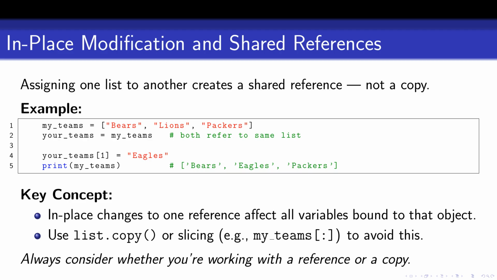This distinction is critical in scenarios where you want to preserve the original data while performing operations on a working version. Forgetting to create an independent copy can lead to unintended side effects, especially in functions or loops that modify lists.